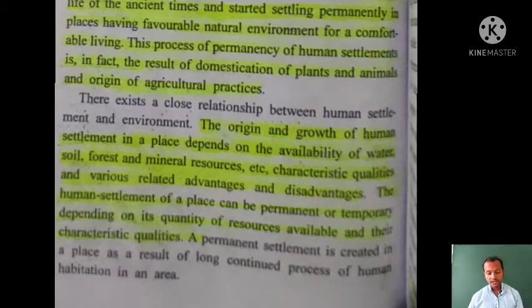Now the origin and growth of settlement, or a person getting settled in a place, all depends on the availability of resources in a place. See friends, a person will go and get settled in a place only if his or her necessary things are available there.